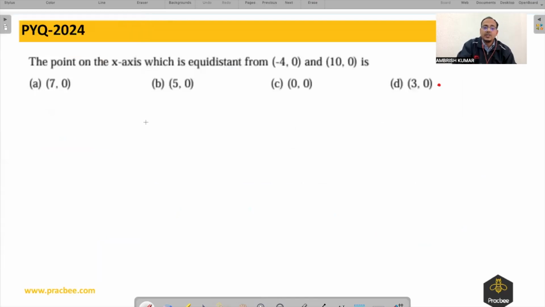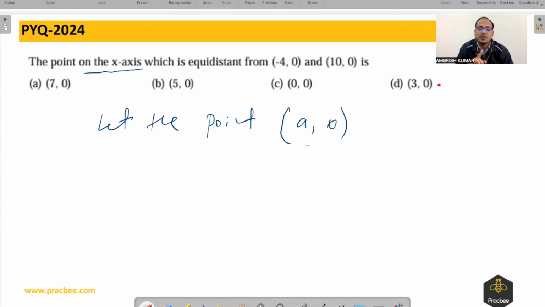Okay, the next question. This time the point is on the x-axis. Whenever we have a point on the x-axis, let the point be (a, 0). Whenever we take a point on the x-axis, the y-coordinate is always 0. Now, let us say this point is P, and the given points in the question are A and B. As per the question, PA equals PB.